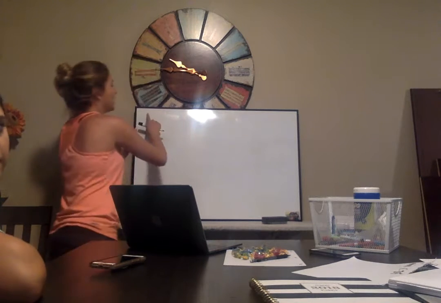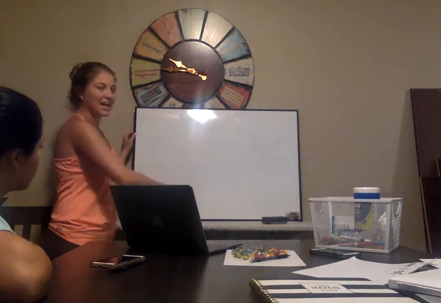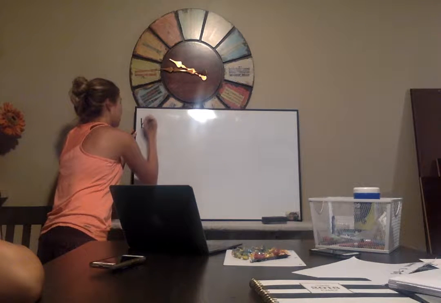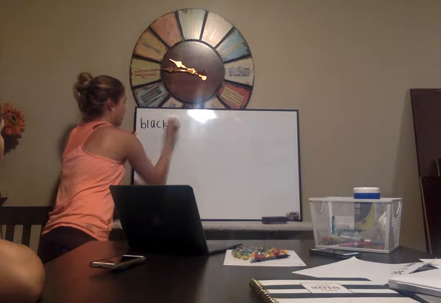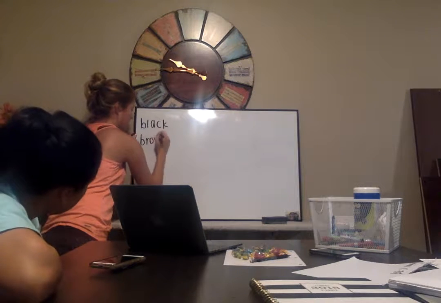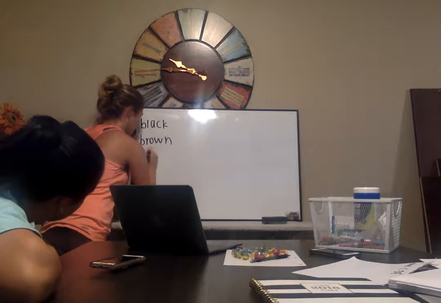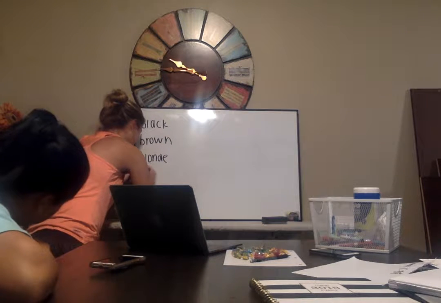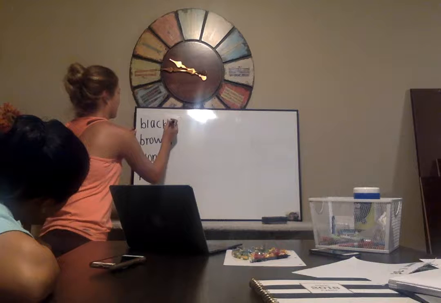Okay, now we are going to be conducting a bar graph with the number of students and their hair color. So first we have to collect data before we do a bar graph. So we are going to start with the hair colors and how many students in the class have that particular hair color. So first we'll start with black, brown, blonde, and red.